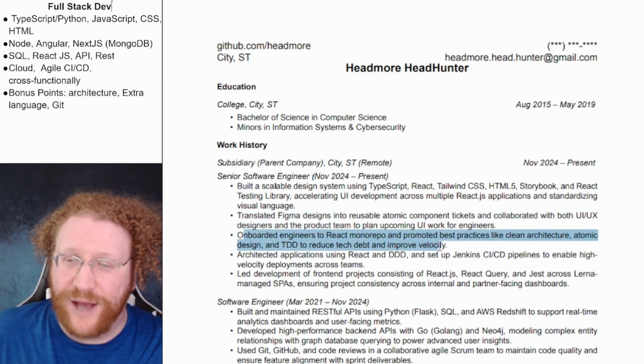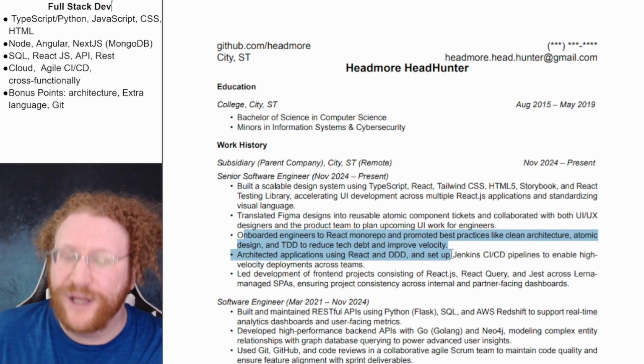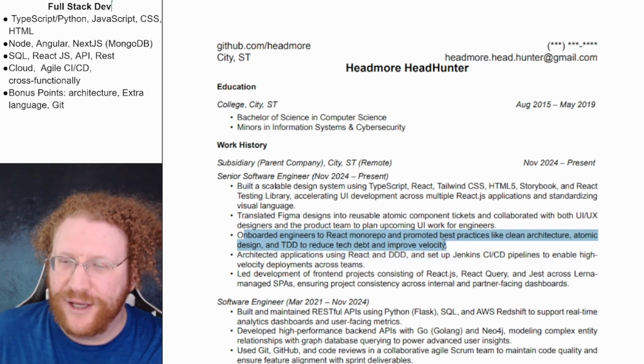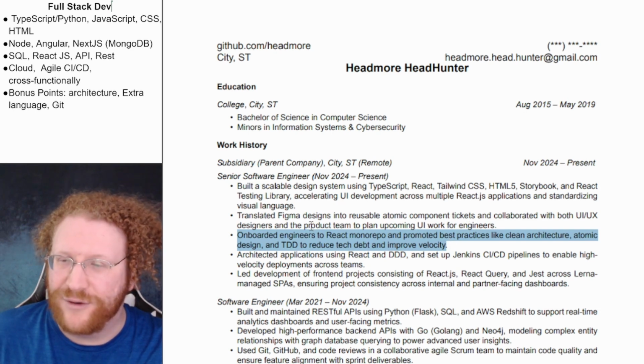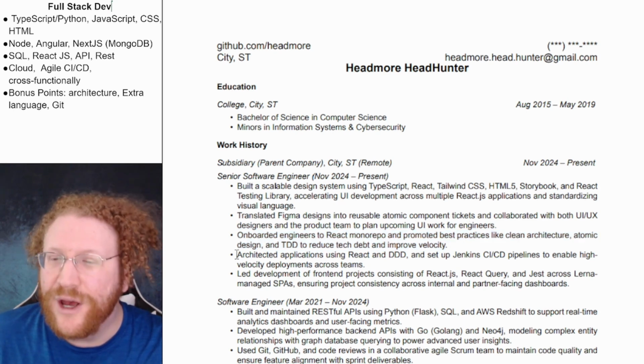Onboard engineers to React mono repo, architecture, clean architecture is good. Design and tech. So this is okay. Again, you already used React. We just need a little bit of the other stuff. So you can put React in one or two others.